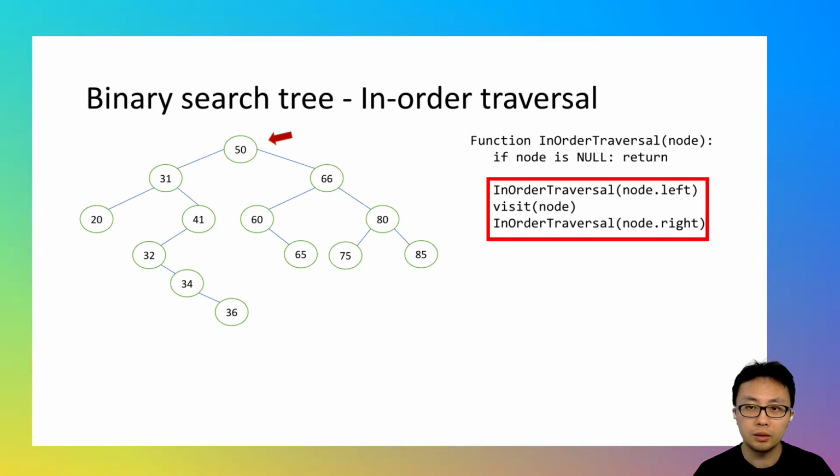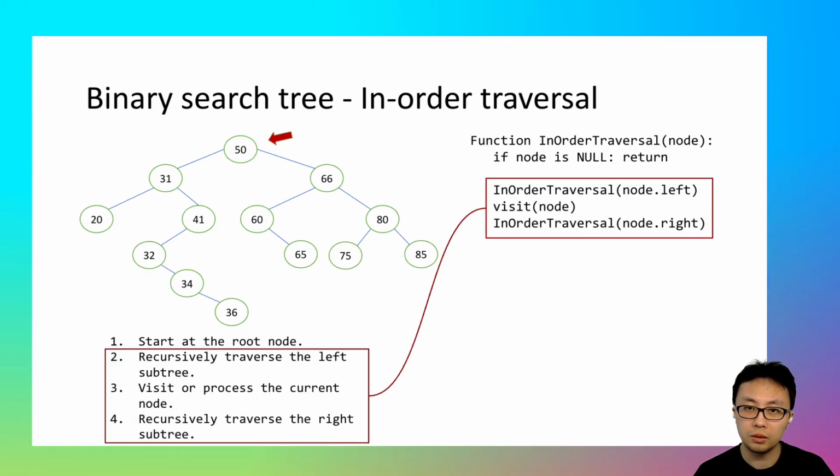These three lines correspond to the steps we covered. So for every node, it will start by recursively traversing its left subtree. After that, it will visit the current node. In the end, it will recursively traverse the right subtree of the current node. This visit method here is a helper method whose definition is up to you. You can define it in any way that suits your needs, such as printing the value or storing the value into an array.